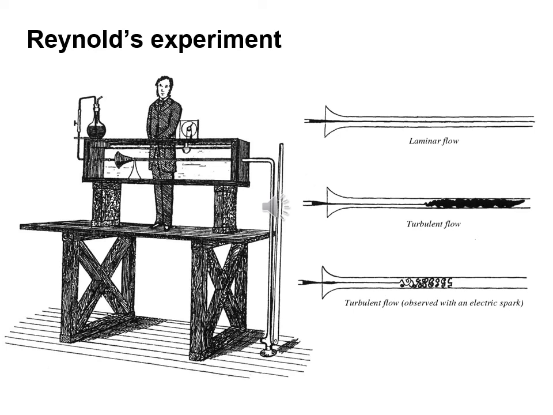Here you can see a sketch of the experimental apparatus that Reynolds used. You can see the dye vessel and the pipe with a valve on it that then injects the dye into the main stream of flow. And on the right hand side you can see three sketches which show laminar flow at the top, turbulent flow, and then turbulent flow observed with an electric spark or a light behind it.